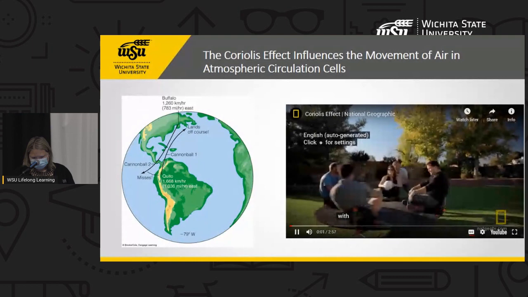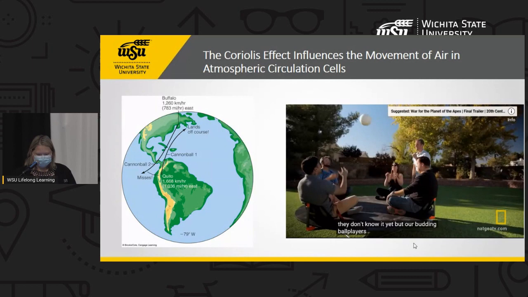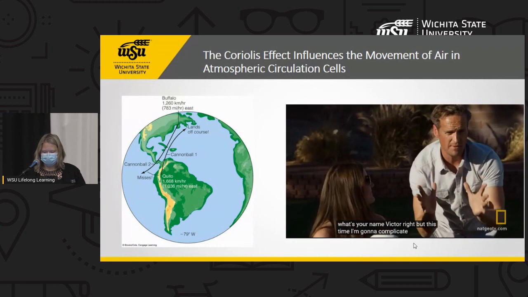With a simple game of catch, I think I've found a way to show an effect that will have you doubting your very own eyes. Now, they don't know it yet, but our budding ball players sitting on our specially rigged merry-go-round are about to demonstrate a rather astonishing optical illusion. All right, here's the game. You're going to throw the ball straight. So what's your name? Victor, right? But this time, I'm going to complicate things slightly. I'm going to rotate the merry-go-round counterclockwise. So you throw it whilst it's moving.